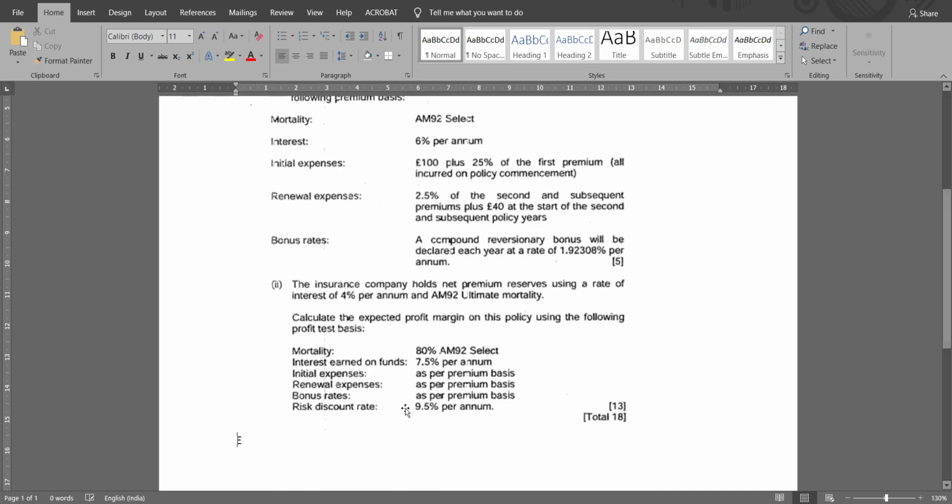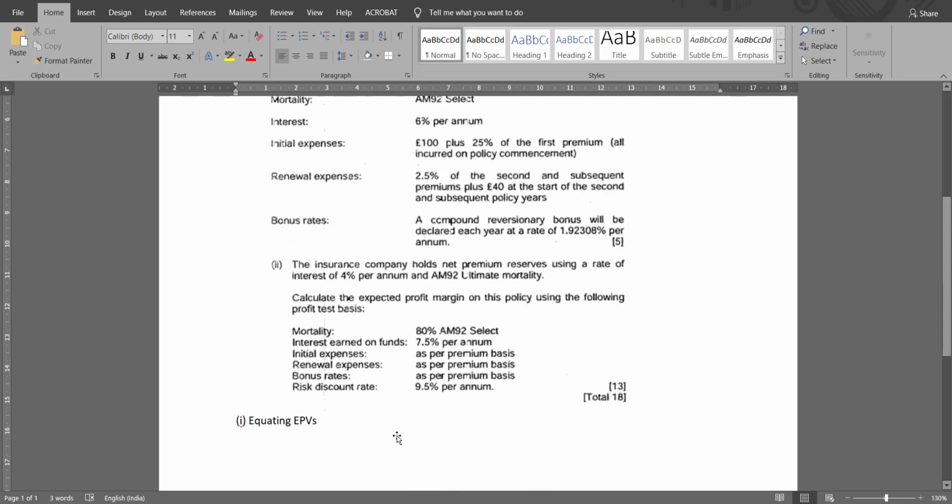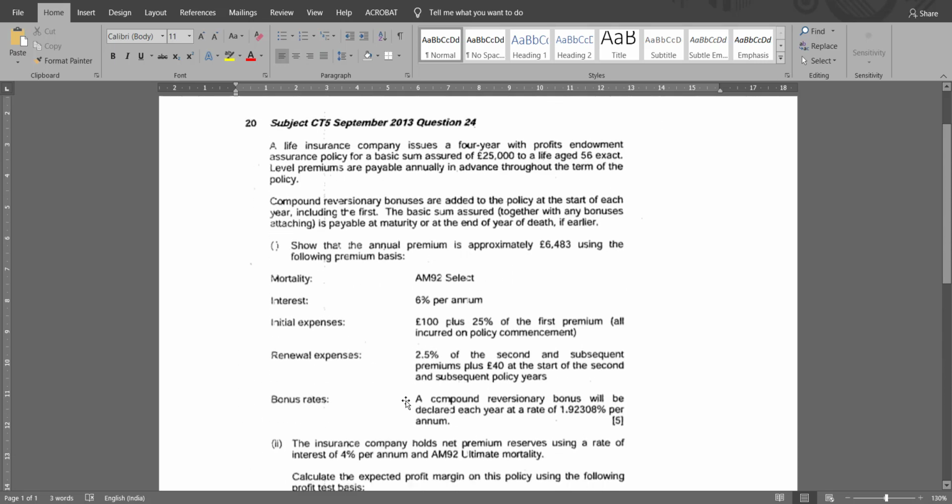So how will I start? I'll say equating EPVs. This is what I have to do. Which part am I doing? I'm doing the first part, and I will be equating EPVs. I'm using a very new keyboard which I'm not used to, not my usual keyboard, so my speed might be a bit slow. Please excuse me for that.